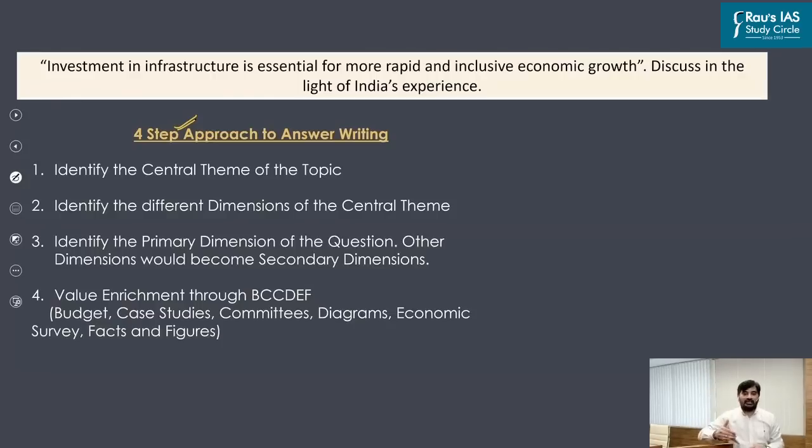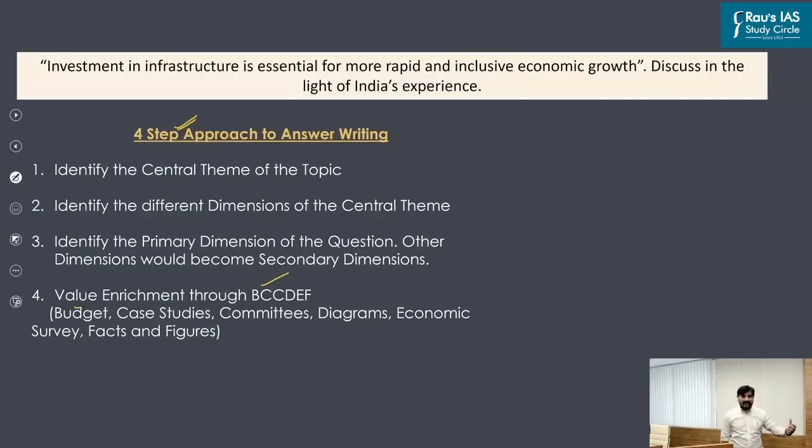The other dimensions will become either your introduction or the conclusion, or they can be used to enrich your answers. And the fourth one is, while writing an answer, always remember this keyword. To enrich your answer, to get an edge over your competitors, to get that additional push of 1 to 1.5 marks, you can remember this keyword, budget.